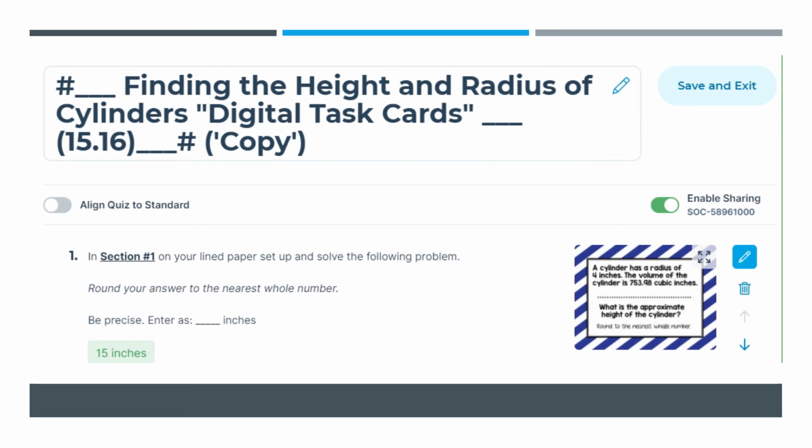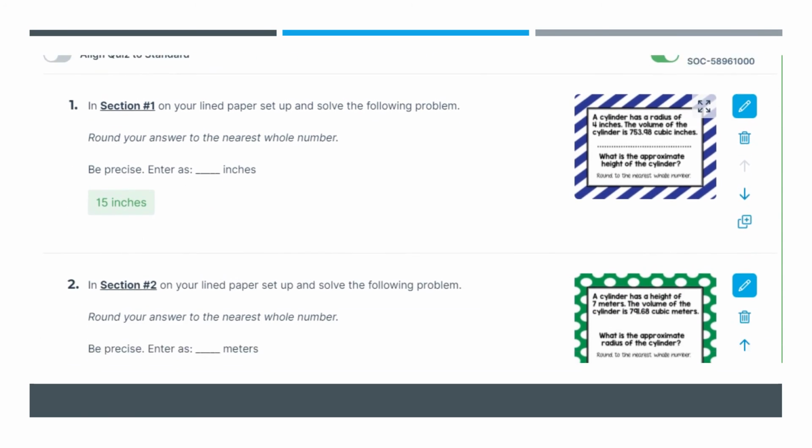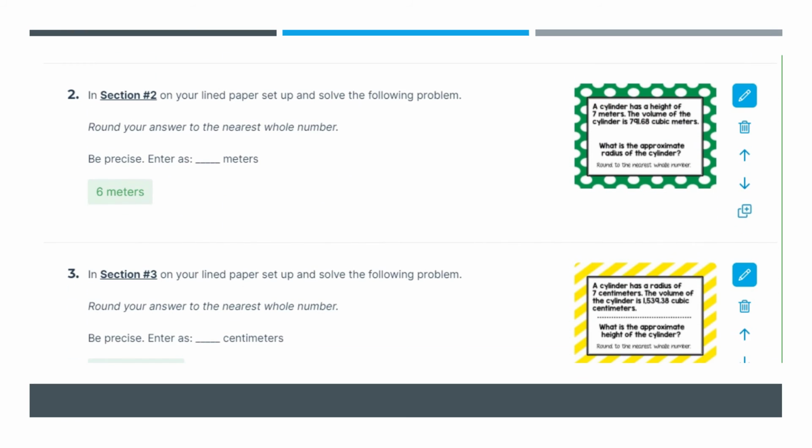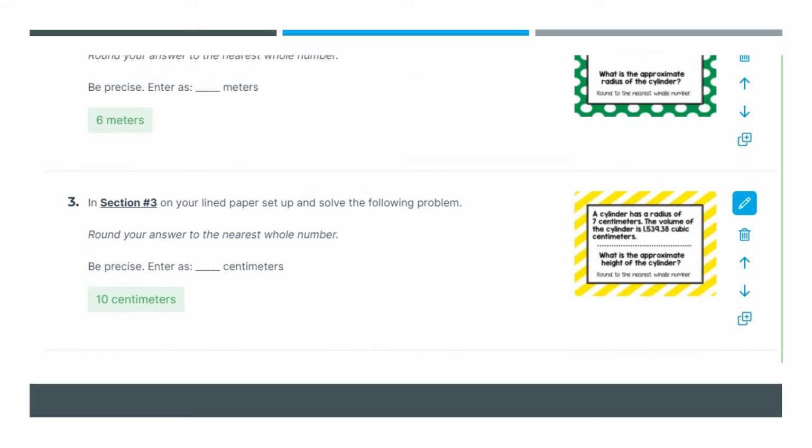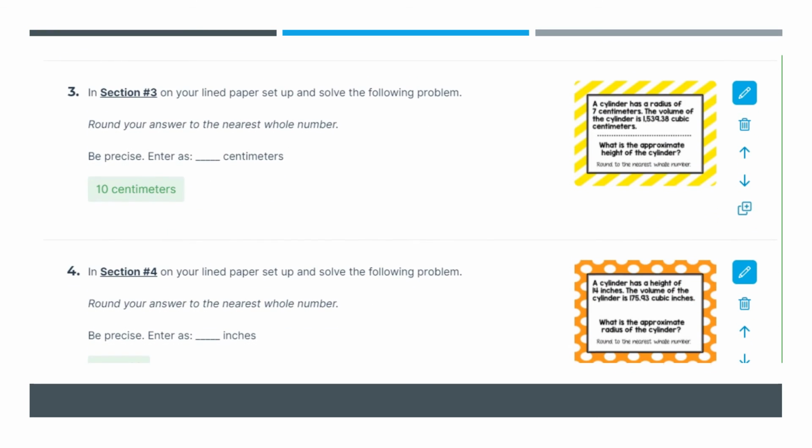In section 1, we'll set this up, solve the problem, round it to the nearest whole number. That's it. Fairly straightforward. That's all these are. Straightforward. Read it, set it up, solve it.